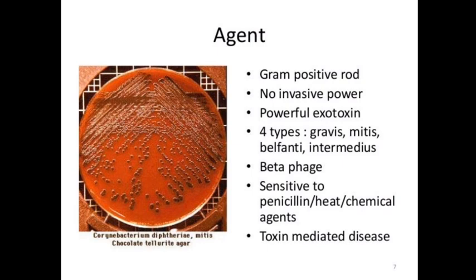Agents. Now these are the agents through which diphtheria is caused. The first one is a gram-positive rod. They have no invasive power. They produce a powerful exotoxin. There are 4 types of it: gravis, mitis, belfanti, and intermedius. The beta phage is sensitive to penicillin, heat, and chemical agents. Toxins mediate disease.